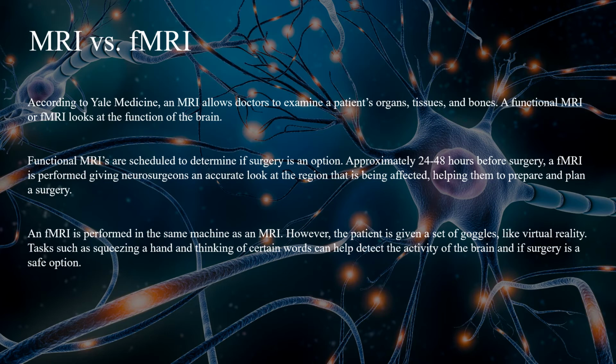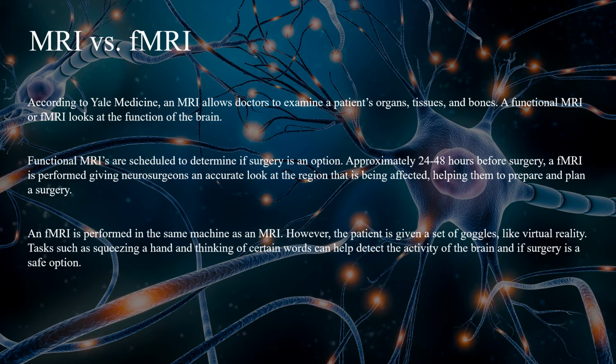A functional MRI, or fMRI, looks at the function of the brain. Functional MRIs are scheduled to determine if surgery is an option. Approximately 24 to 48 hours before surgery, an fMRI is performed, giving neurosurgeons an accurate look at the region that is being affected, helping them to prepare and plan a surgery.